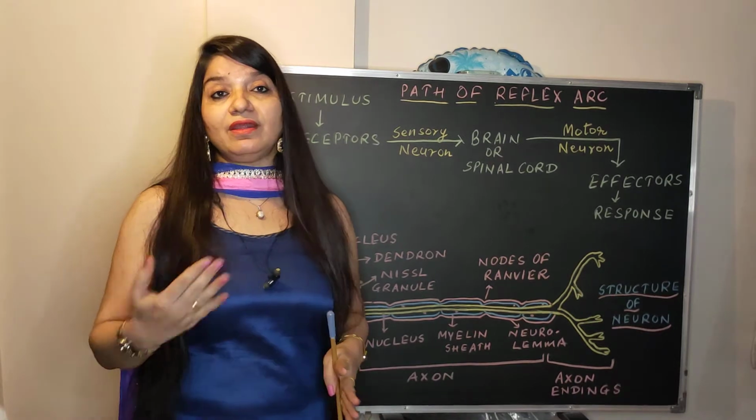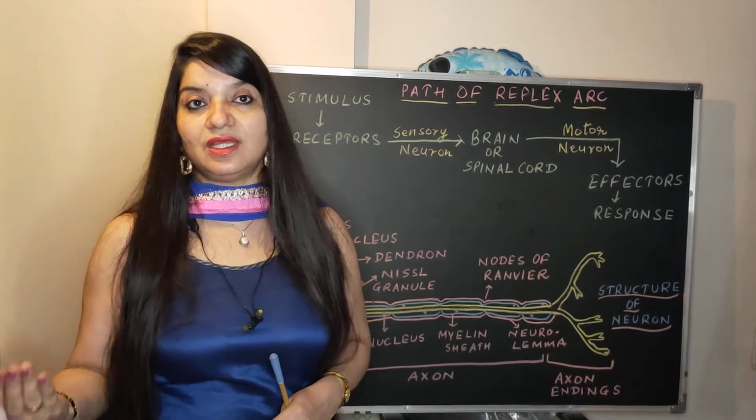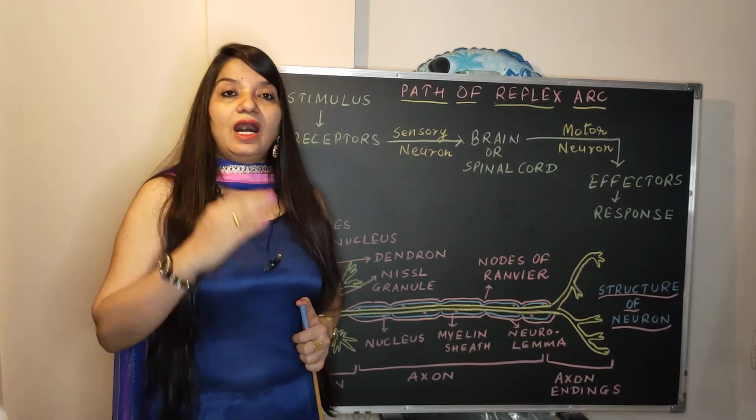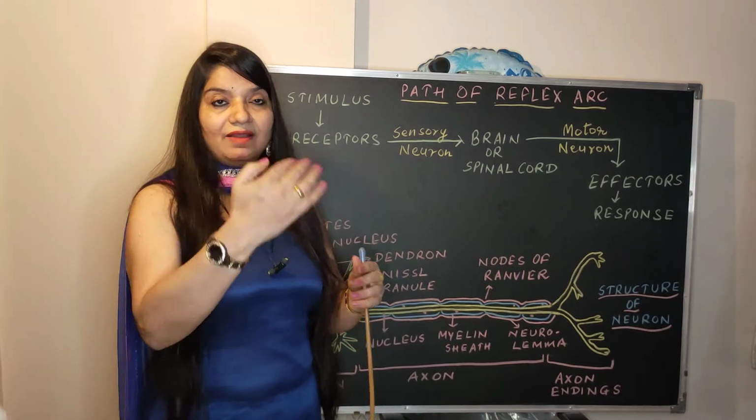How many pairs of cranial nerves do we have? We have 12 pairs of cranial nerves. Important, they ask in one marker. And how many spinal nerves do we have? 31 pairs. Okay, so I'll wind up here.